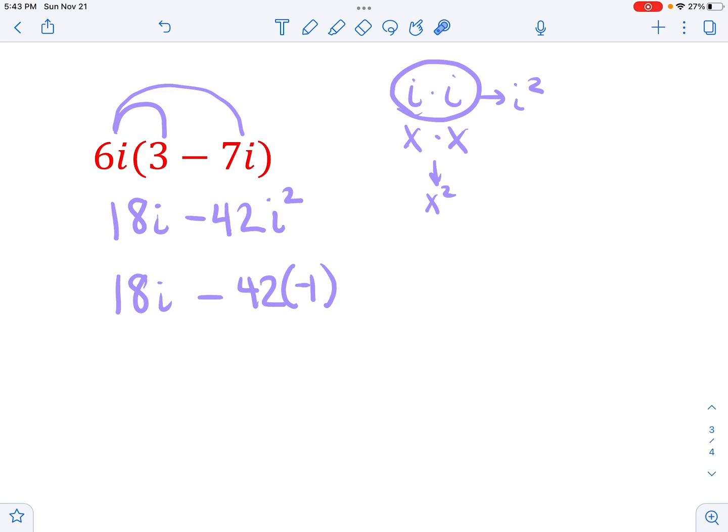So we can make that substitution. In place of i squared, I can totally override i squared and replace it with -1. And then what I have here is a negative times a negative, which is a positive. So what I really have there is 18i plus 42, because -42 times -1 is 42. And that's my answer. I've performed the multiplication. I don't have any i squareds in my answer, so I'm done.